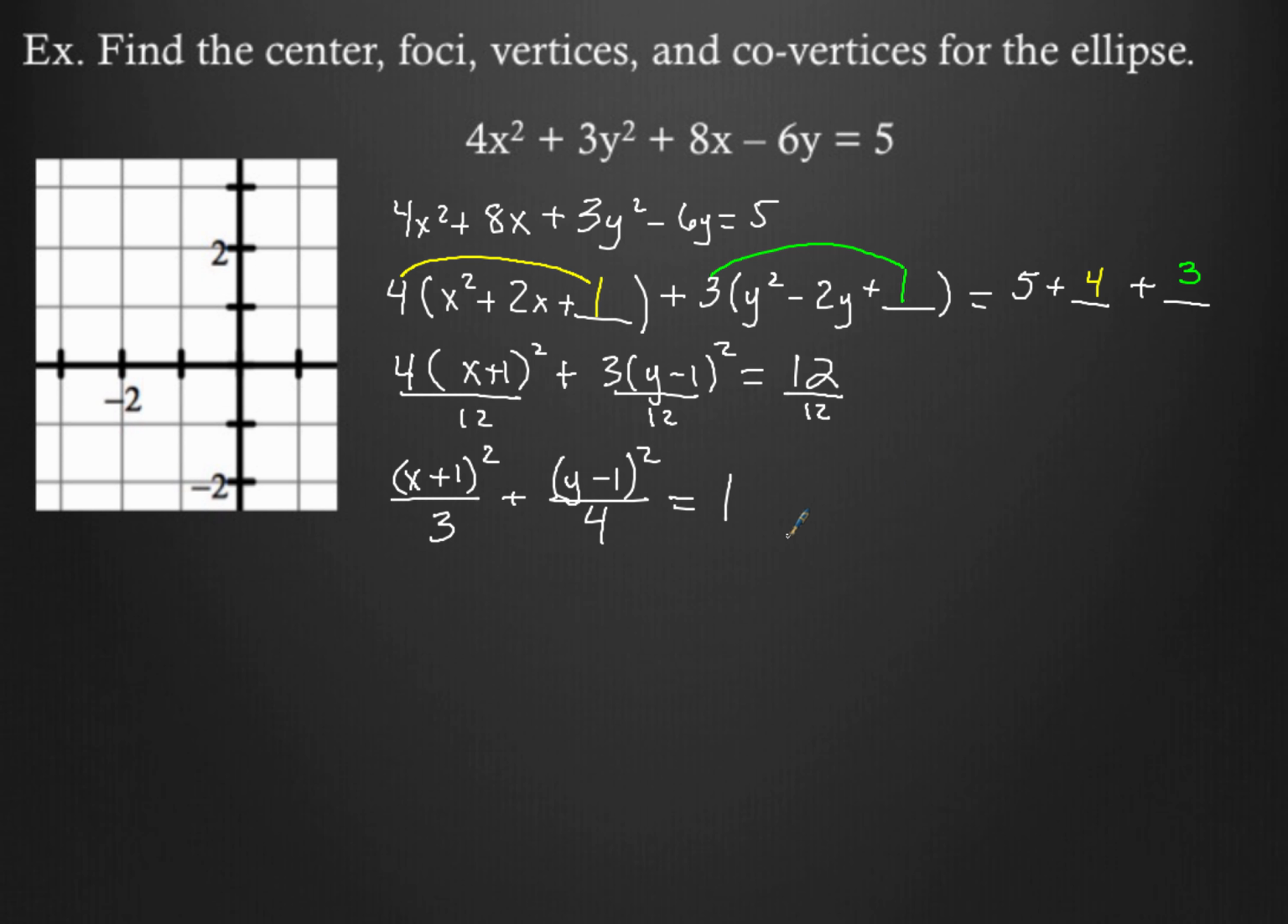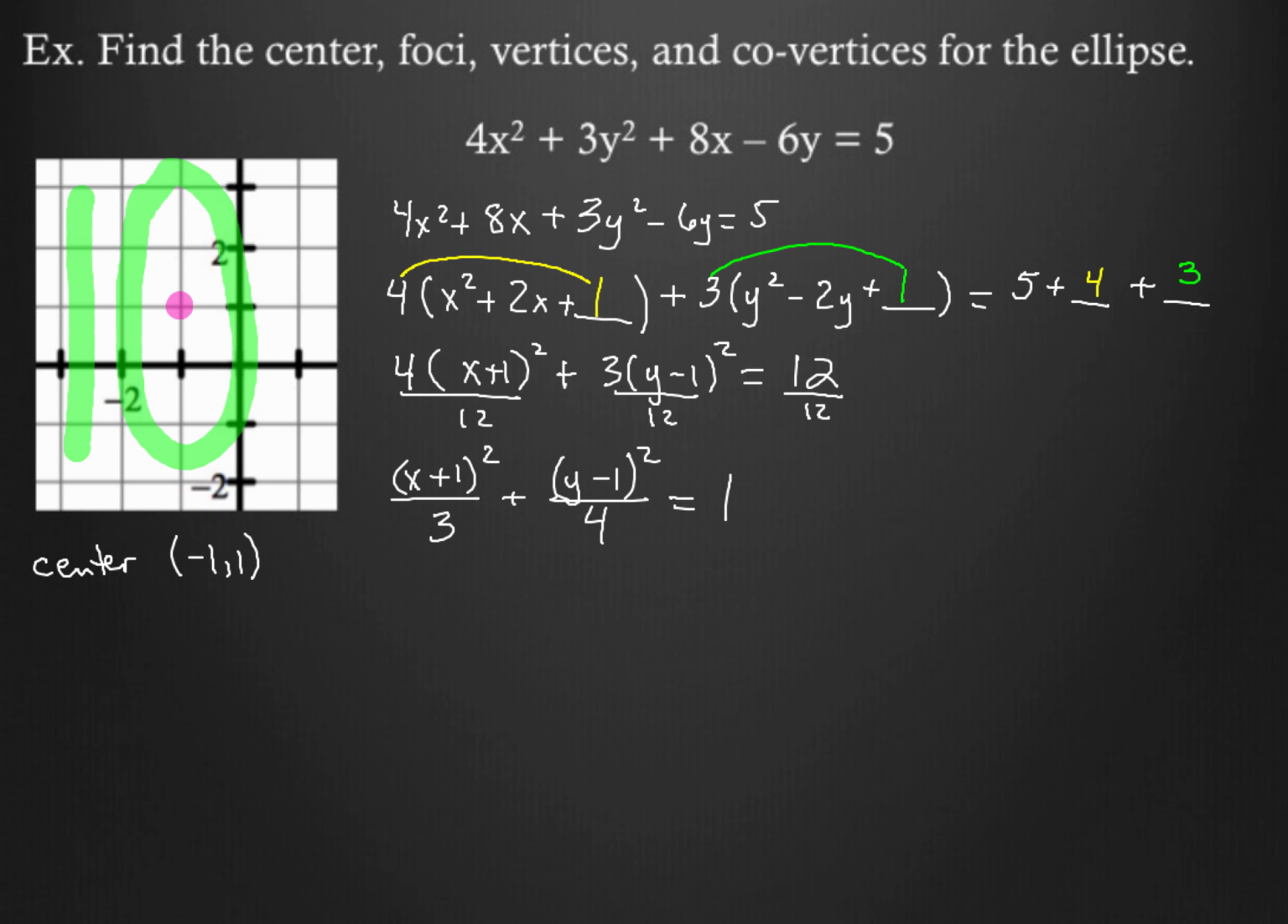So when I take a look at my coordinates for my center, I'm going to have -1, 1. So I'm going to go ahead and get that plotted. That's no big deal. Now when I analyze the 4 underneath my y minus 1 squared, that tells me generally that my ellipse is going to be stretched vertically. So that's going to look like that, which means my major axis is going to go vertically, up and down, which means that my foci are going to be on there, and so are my vertices.